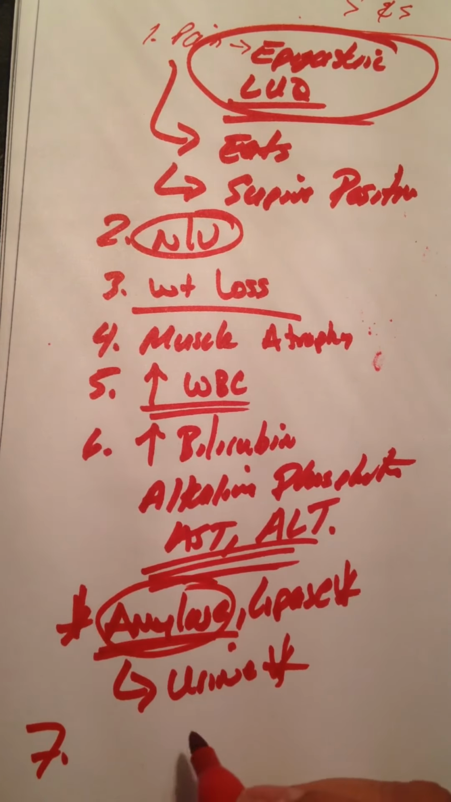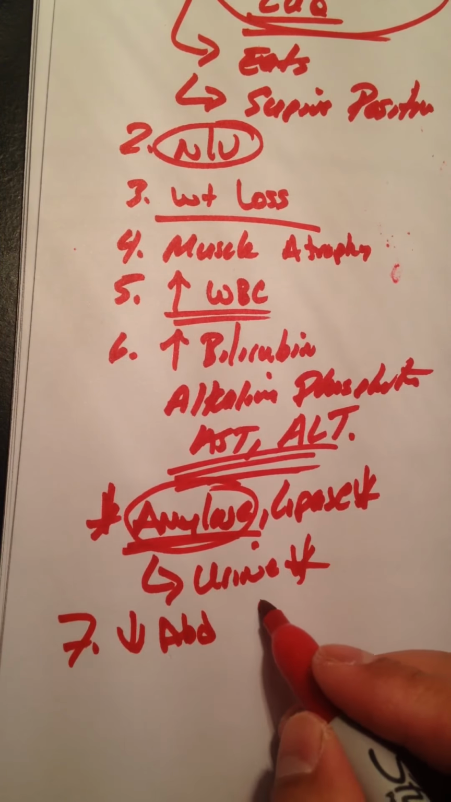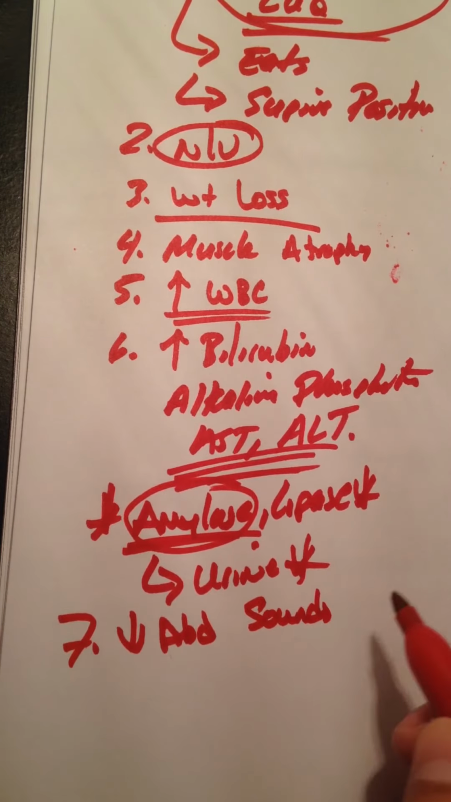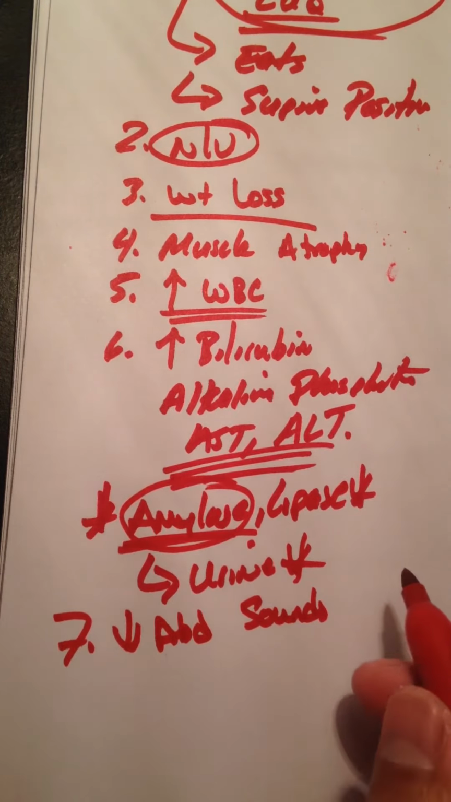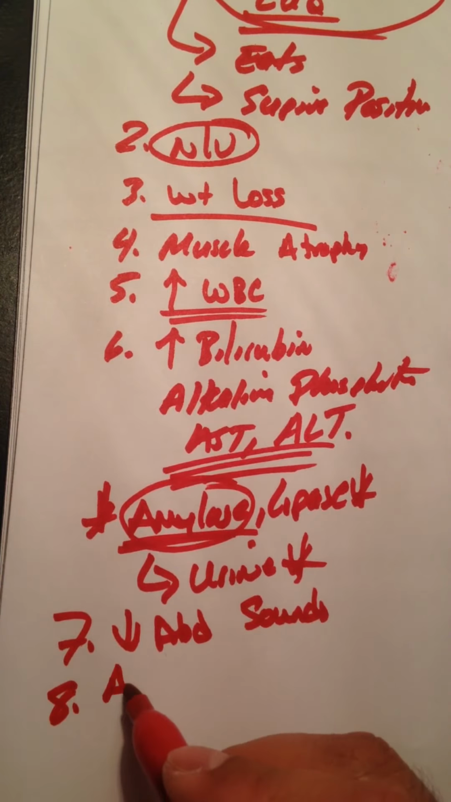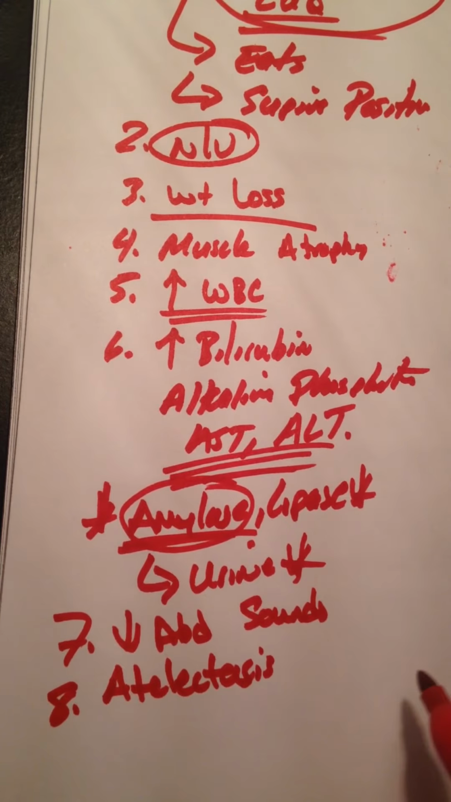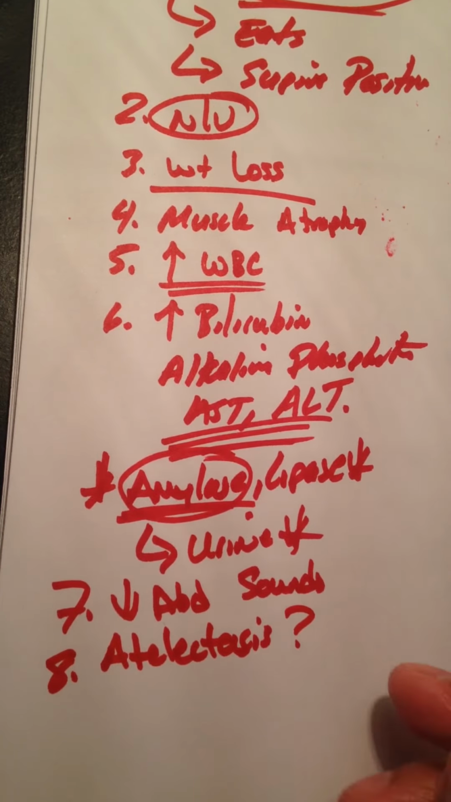Seven, you have decreased abdominal sounds or hypoactive sounds. Eight, atelectasis. Now, why would you have atelectasis? Why would the lungs be involved?